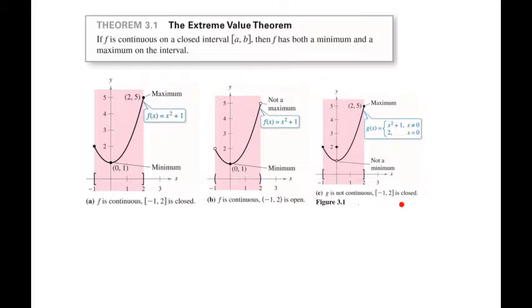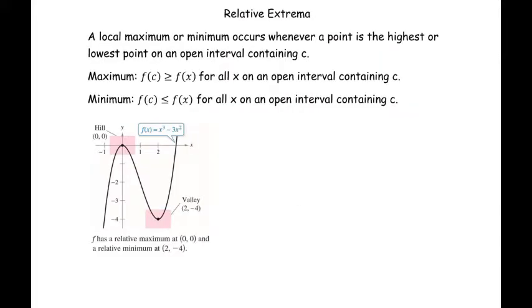In figure C, the graph isn't continuous, and so if you look here, the lowest point should be this hole, but again, a hole cannot be a minimum. What's going on there is, because that hole was removed and moved up here, there isn't actually a minimum on that graph. There is, however, a maximum on that specific graph, but it's not guaranteed.